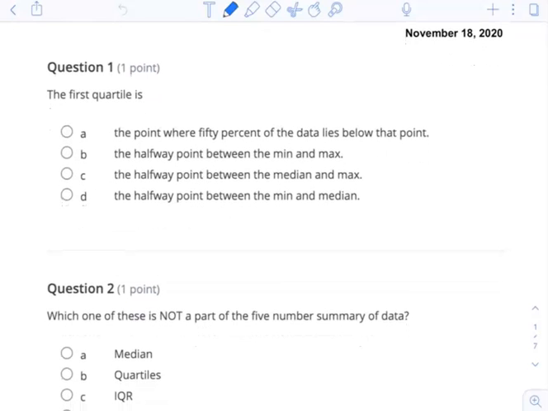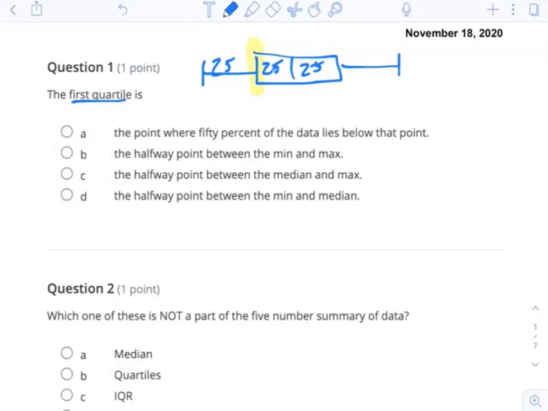Question number 1, the first quartile. So when you're talking about a box plot, the first quartile is right here. Remember that each piece of that box plot is 25%, and this is going to pop up a lot in this practice test. So, that being said, let's read the options.